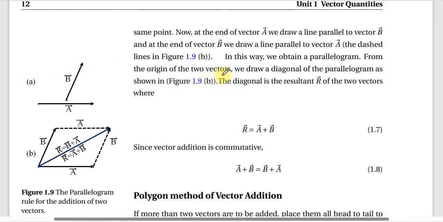From the origin of the two vectors, we draw a diagonal of the parallelogram as shown in this figure. The diagonal is the resultant r of the two vectors.